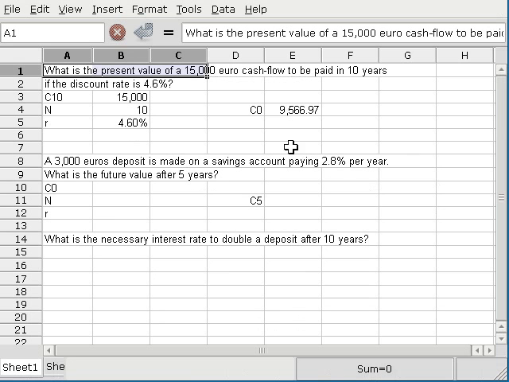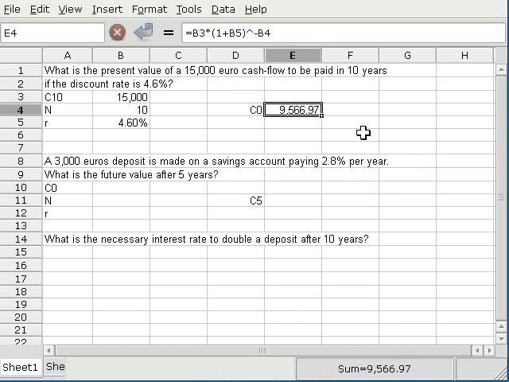Then let's use the formula again. You take the future value C10 over 1 plus rate to the power of the number of years. So here you get 9,566 point something.